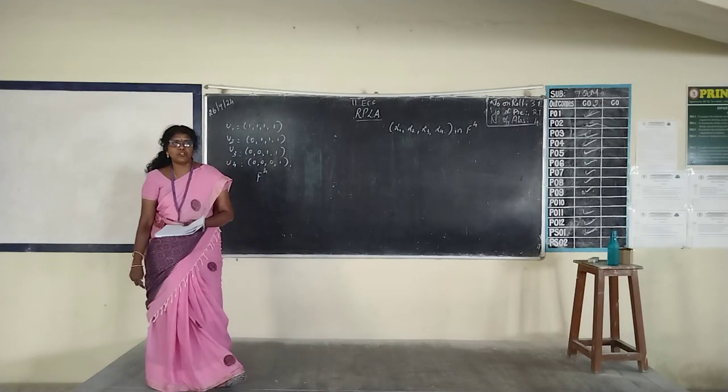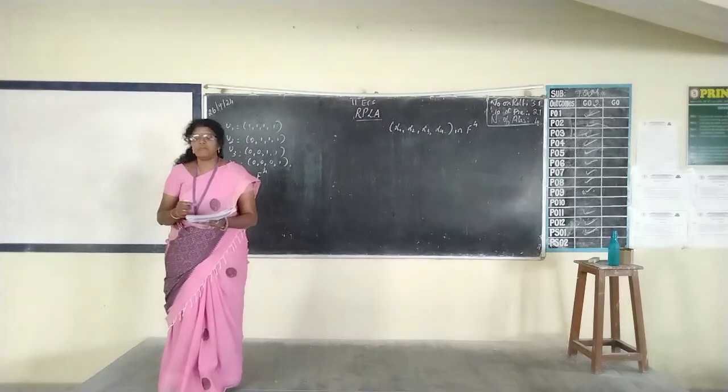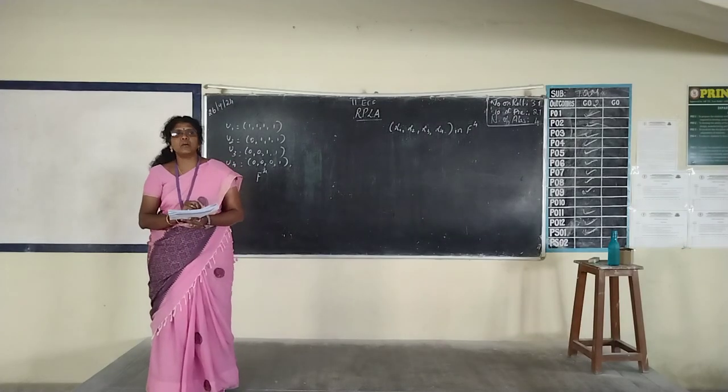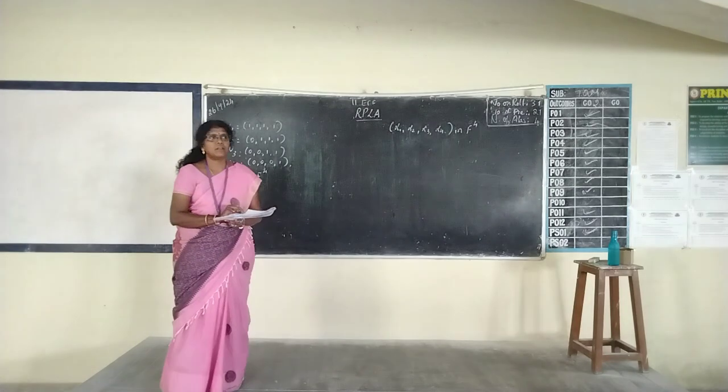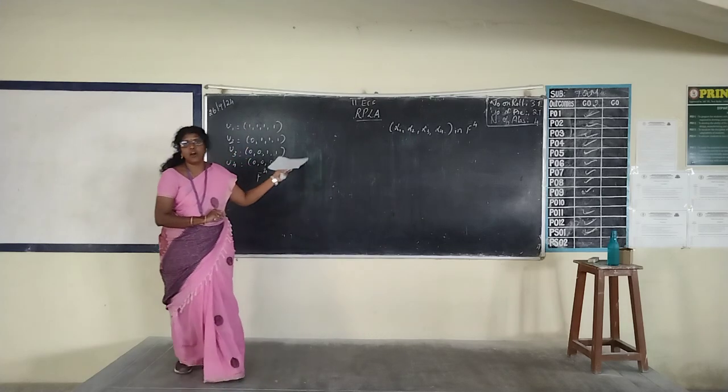Can you understand the question, ma'am? Similar one, but there is an extra part. As usual, first you have to check whether it is a basis or not. What is the extra part you have to do? You have to represent this vector as a linear combination of all these four.